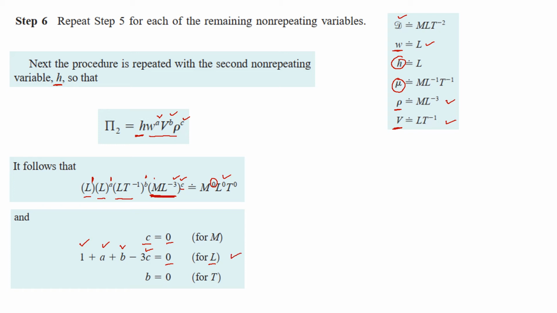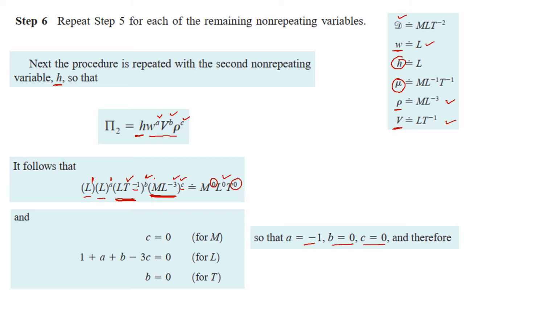Then for time T, we will take the power of b and equate that to 0, so the time is only repeated in the velocity dimension. So time here has a power of minus 1, multiplied by this b, so b is equal to 0. So now from these three equations, we can easily find our a, b, c terms, and my a, b, c in this case are a is minus 1, b is 0, and c is 0.